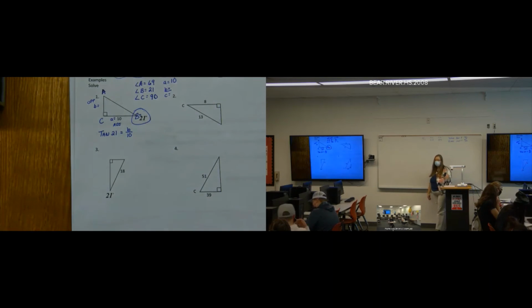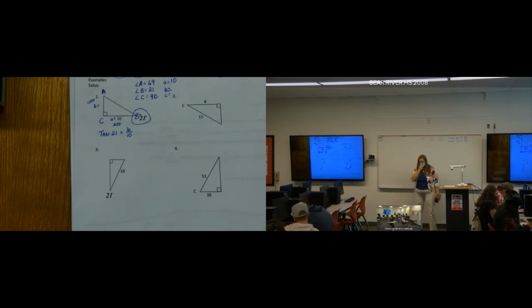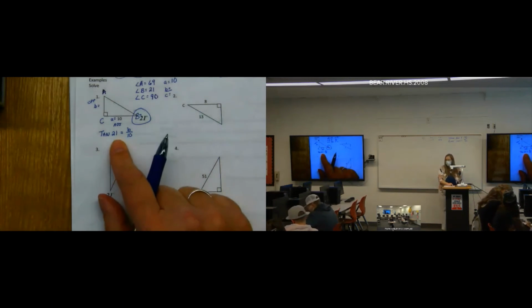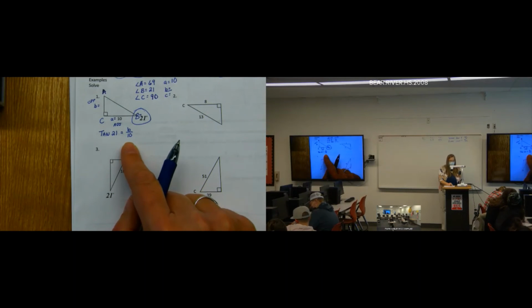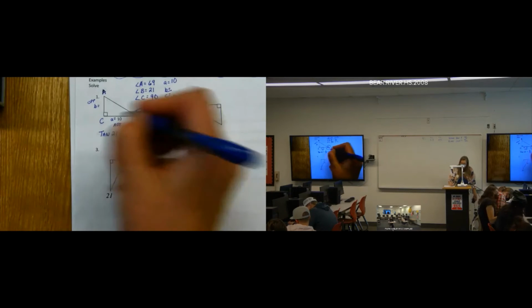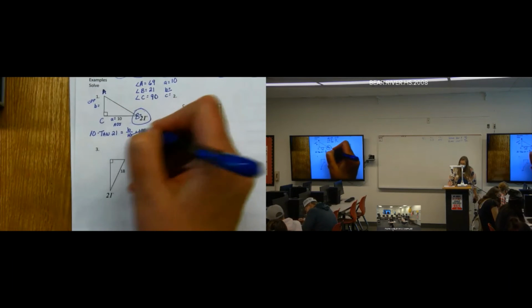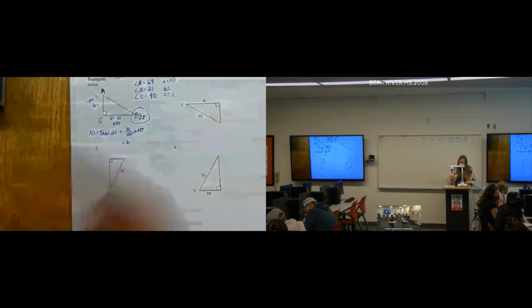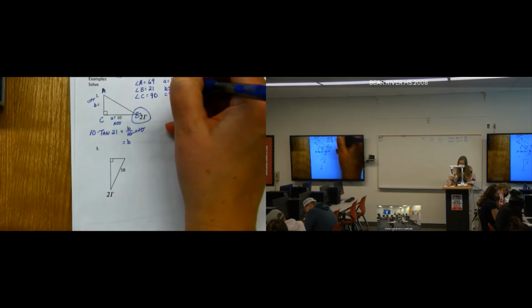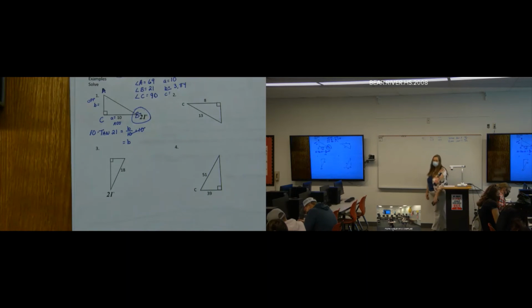How do I solve for B? I got to get B by itself, right? How do I get B by itself? Times by 10. These go away. I get B equals, I can type this in my calculator, 10 tangent 21. And my answer is 3.84. How do I solve for C?